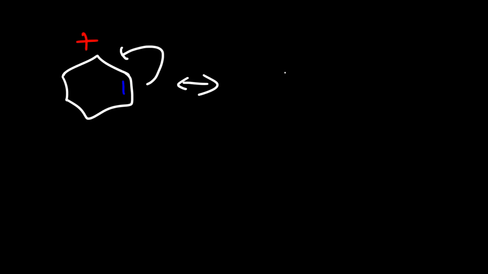Now let's start with number 3. For this structure, we can only draw one resonance structure. And so this structure is better than the first one, where we just had a secondary carbocation. Anytime you can draw a resonance structure, it's more stable compared to if you cannot draw one.